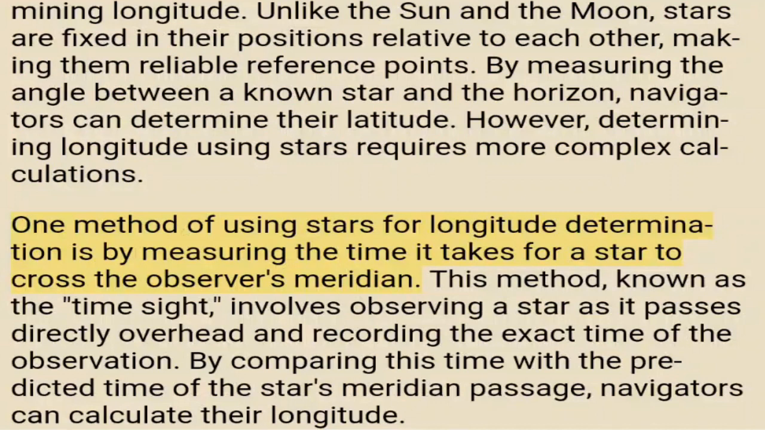One method of using stars for longitude determination is by measuring the time it takes for a star to cross the observer's meridian. This method, known as the time sight, involves observing a star as it passes directly overhead and recording the exact time of the observation. By comparing this time with the predicted time of the star's meridian passage, navigators can calculate their longitude.